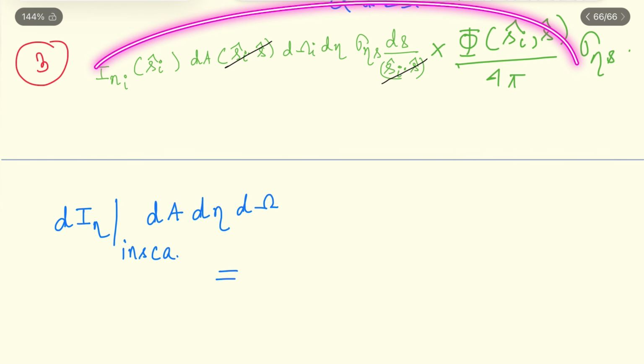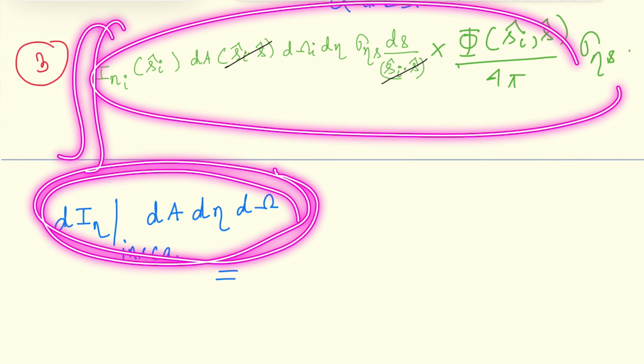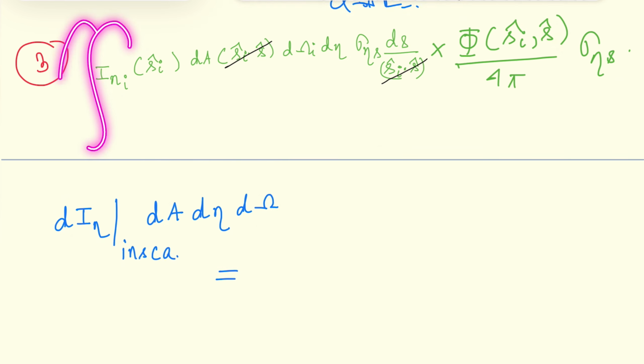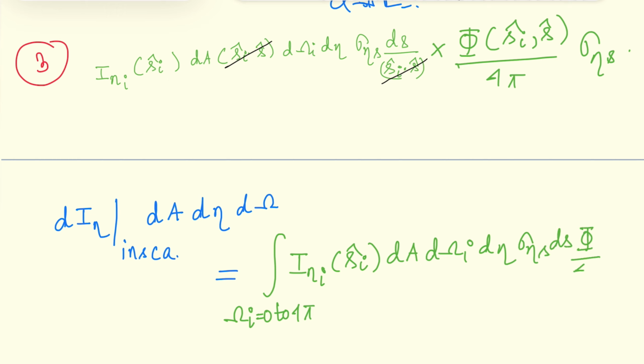No, not this whole part. I have to integrate, because this is the total energy that is being in-scattered through this infinitesimal direction and solid angle. So for the total energy that is in-scattered, I have to integrate over the incoming control volume. So this will be integration over omega I, from 0 to 4 pi. If I integrate, let me write, this will be dA d omega I d eta sigma ns ds phi by 4 pi.